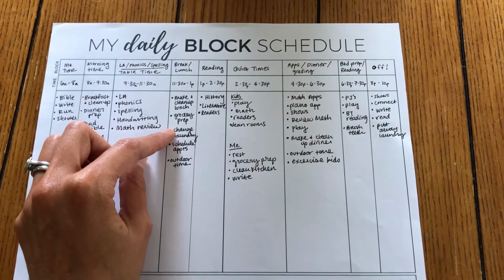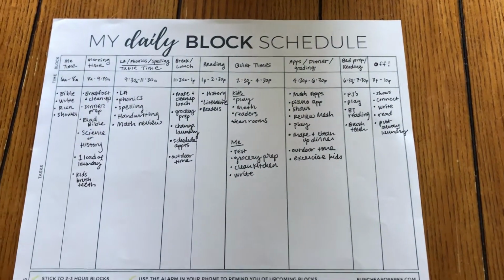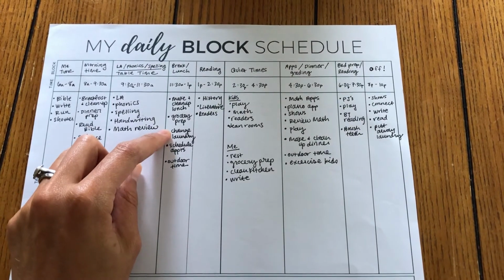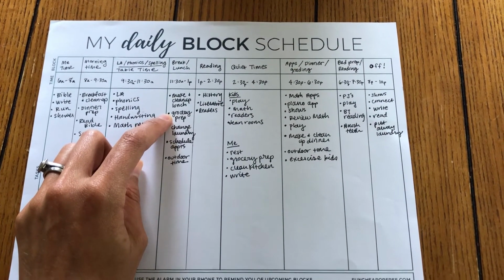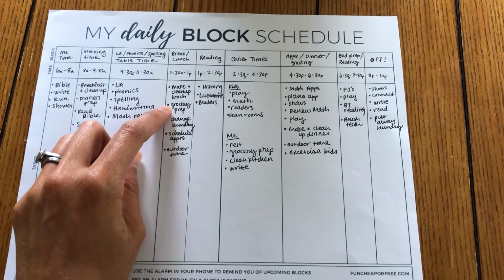Then I change the laundry. I either put a new load in or at least move the load I put in the morning. I do grocery prep. This is when I start to make a meal plan for the week.